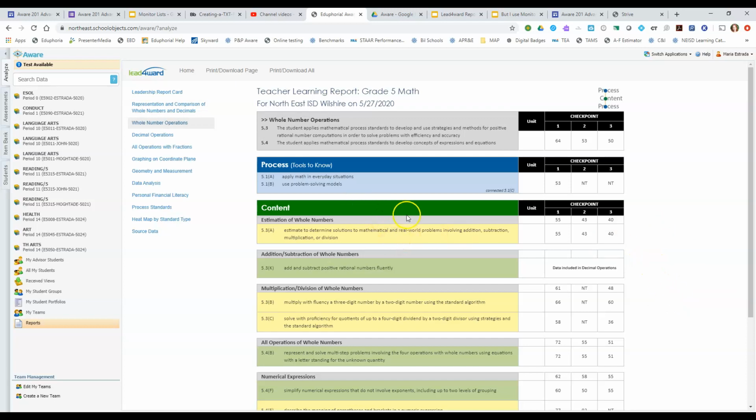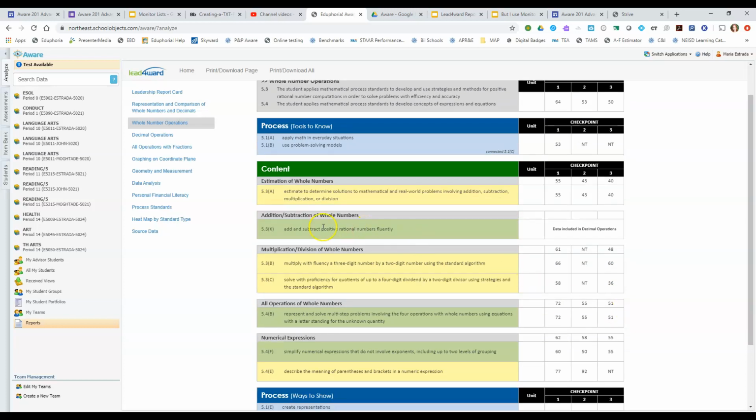But within whole number operations for this 5th grade group of students, I can look through here and see how they're doing on estimation across these different checkpoints. I can look at the readiness TEKS because they're listed in green to focus my attention a little bit more. Sometimes they'll say that data is included in a different TEKS subcluster, like over here, decimal operations. You get your overall TEKS subcluster, how they did across all of those TEKS within that subcluster, and then you can break it down by specific TEKS.